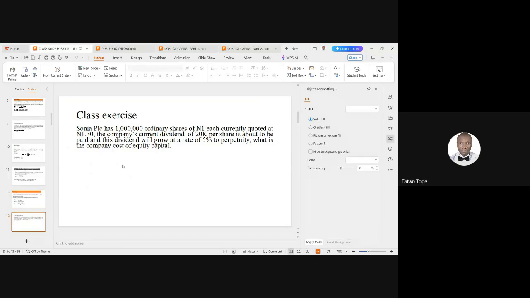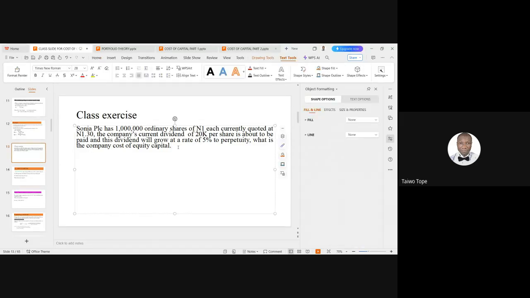So can you solve this, please? Sonia PLC has 1 million ordinary shares of 1 naira each, currently quoted at 1 naira 30 kobo. The company's current dividend of 20 kobo per share is about to be paid. This dividend will grow at the rate of 5% to perpetuity. What is the company's cost of capital?